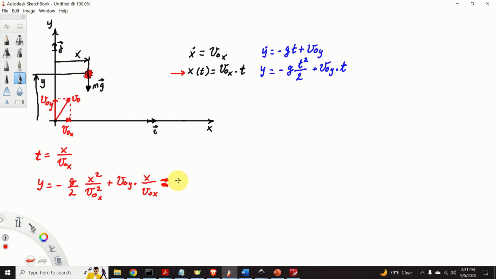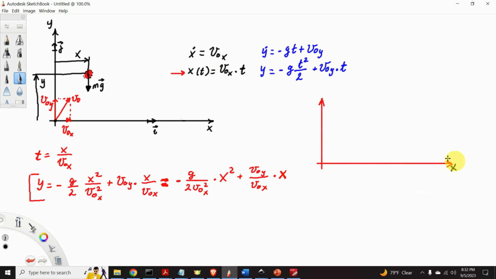Let us write this equation a little bit better. We can write this equation as minus g over 2 v0x squared multiplying x squared plus v0y over v0x multiplying x. And here it is. This function mathematically describes the shape of the trajectory. We can obviously see that this is actually a parabola. This parabola looks like this. X, y, and here it is. Here's our parabola. Okay, we solved the problem C.